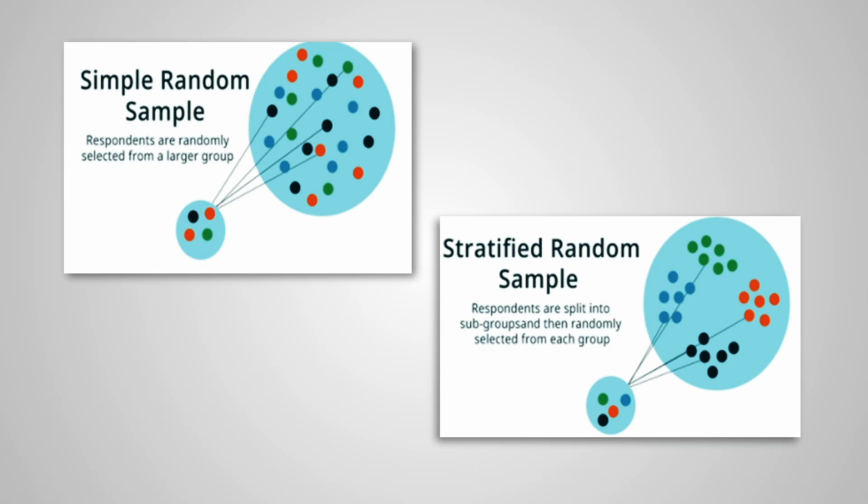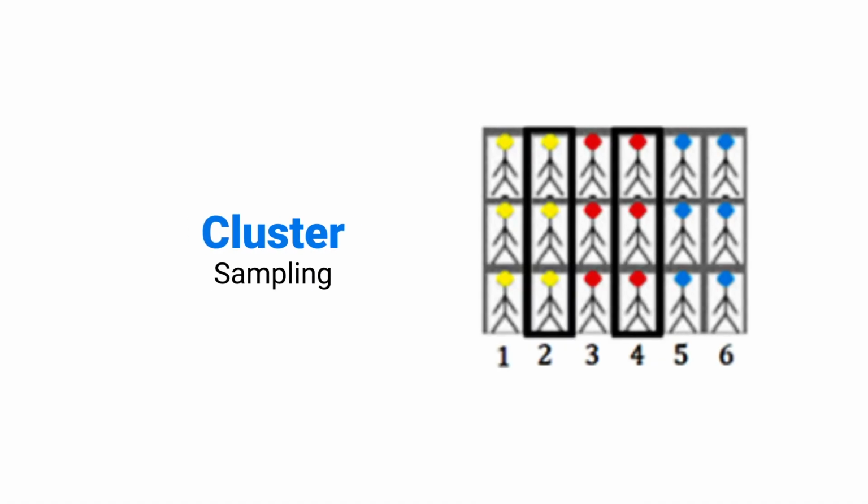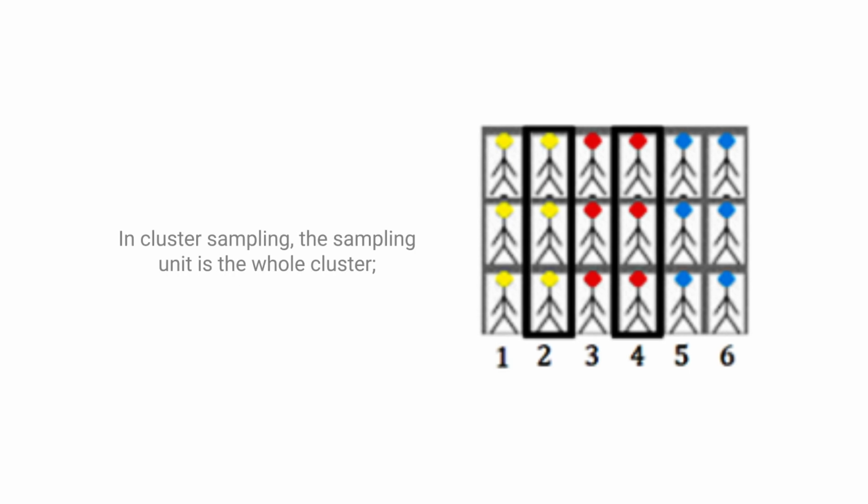This is the beauty of stratified random sampling. Now the other model which is very important is cluster sampling. In cluster sampling, the sampling unit is the whole cluster. If you compare with the previous example, the whole data is going to be bifurcated into certain clusters. Cluster 1 is in yellow color, cluster 2 is in yellow color, then cluster 3 is in red color, then again cluster 4, cluster 5 and cluster 6 are there.